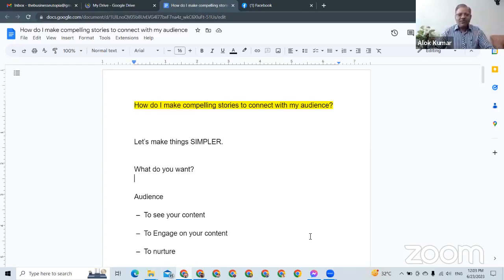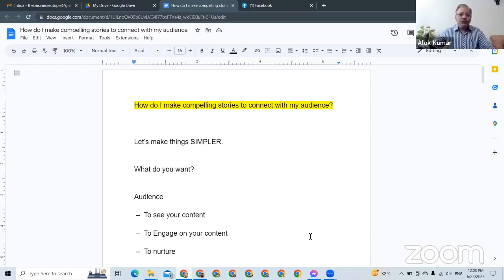Now let's make things simpler. I always say that I'm a firm believer of making things simpler for you, and even my tagline says business simplified, success amplified. So when I say being simple, I really mean it, and I'll show it in front of you, what I mean by making it simpler. So what do you want? In your business, you want audience, you want clients, isn't it?